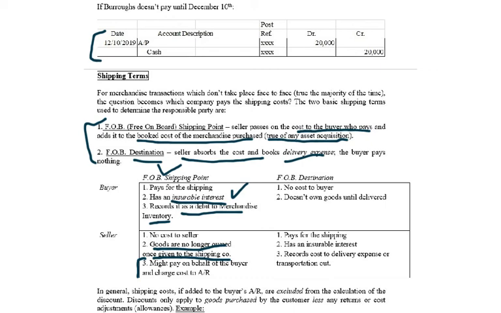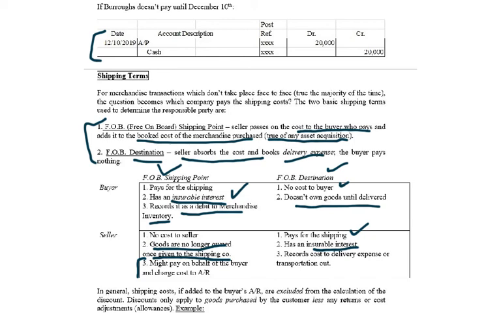All right, so let's switch to FOB destination. Now we have no cost to the buyer, obviously. And again, now they don't own the goods until delivered. In other words, because the seller is paying, now the seller has the insurable interest. So everything I said in the previous example applies here, but now to the seller.